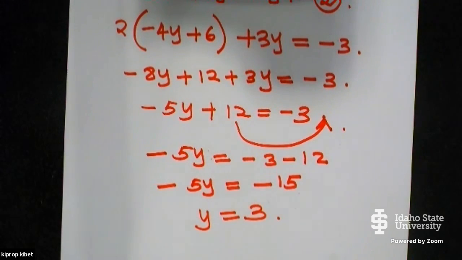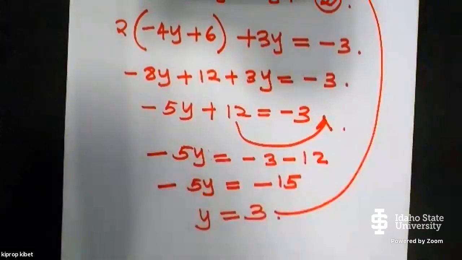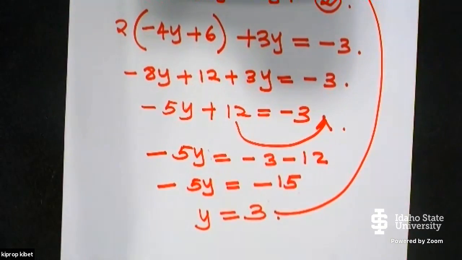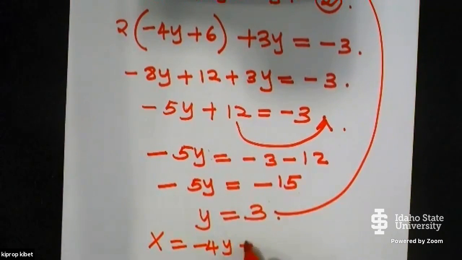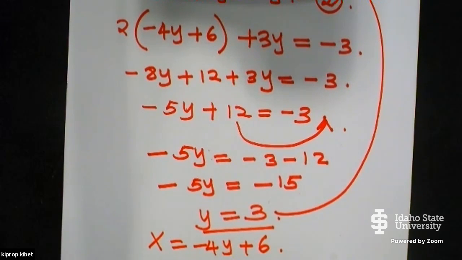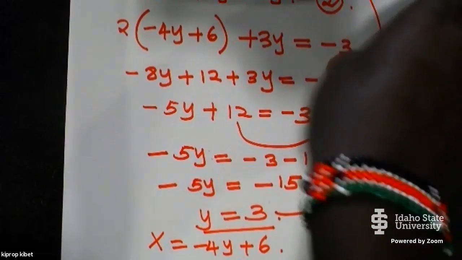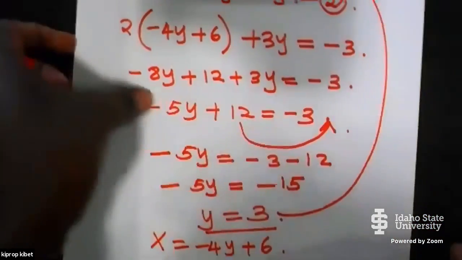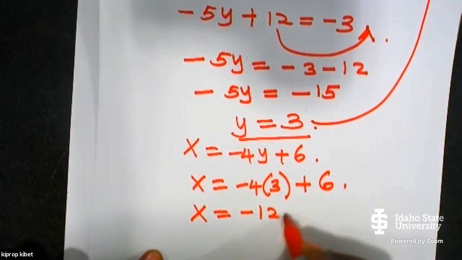Now we get the value of x. So now we take the first equation there, or even the second one. So we take it to the first one to become simple. So x equals to minus 4y plus 6. And we know y equals to what? Equals to 3. So x equals to minus 4 times 3 plus 6. So x equals to minus 12 plus 6.